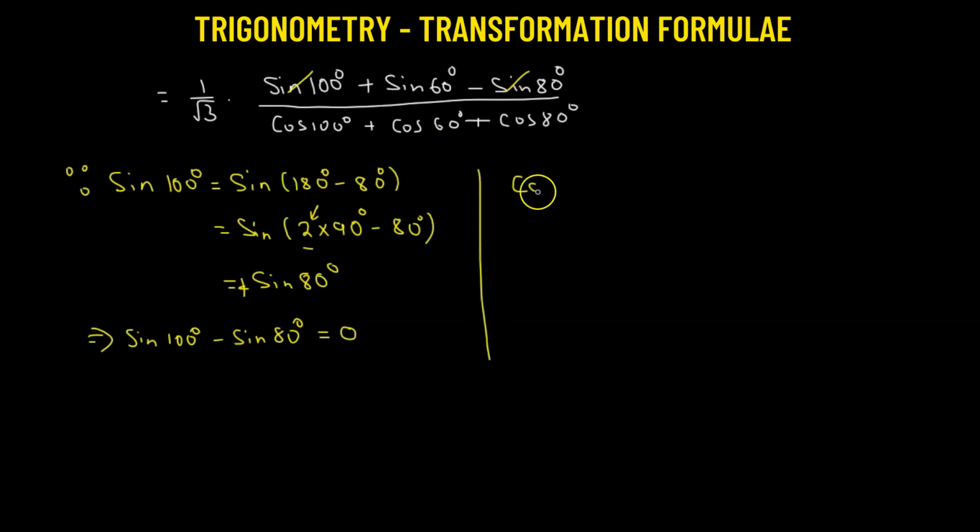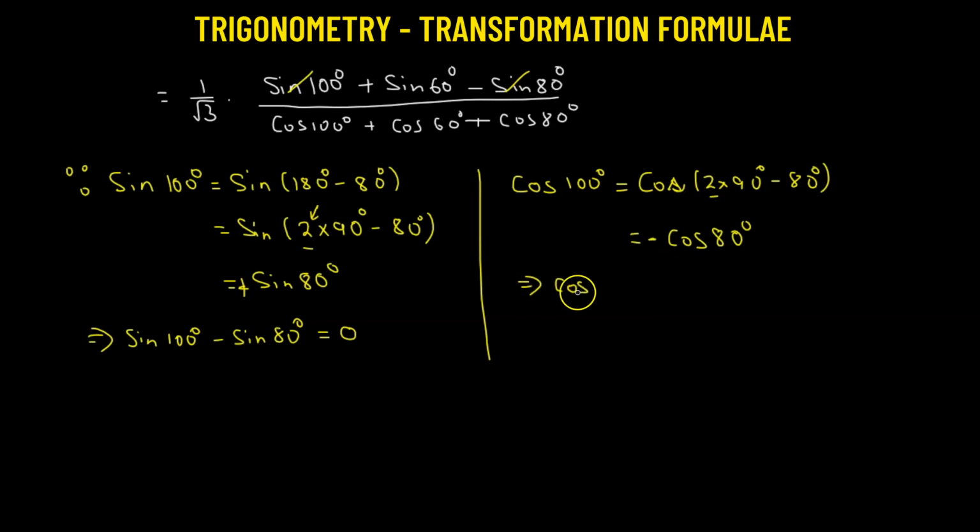Similarly, we can find out the value of cosine 100 degrees. So this will be equal to cosine of 2 times 90 degrees minus 80 degrees. So we have an even multiple of 90 degrees, so cosine is going to remain as cosine, but the new angle is going to be 80 degrees. And well, 100 degrees lies in the second quadrant where only the sine function is positive... where cosine is negative. So that means we'll get negative cosine 80 degrees, meaning cosine of 100 degrees plus cosine of 80 degrees sums up to give us 0. So in the denominator, cosine 100 and cosine 80 combine to give us 0.